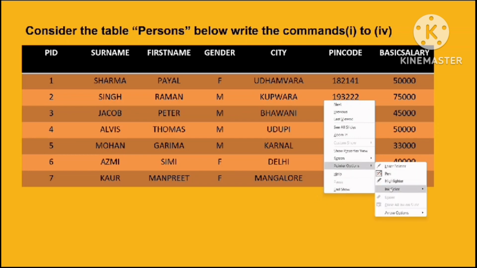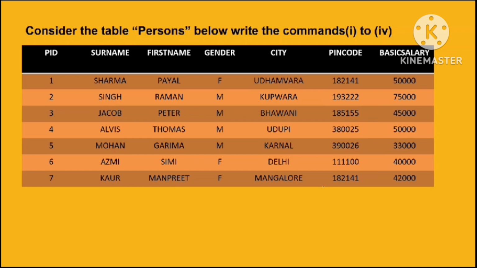First, this question can be asked in the exam. This degree and cardinality concept is clear: the number of rows will be 7 and the number of columns will be 7. PID, surname, first name, gender, city, pin code, basic salary, those are the column names, and 1, 2, 3, 4, 5, 6, 7 are your rows. So first we will write cardinality, number of rows, that is 7, and degree is also 7.